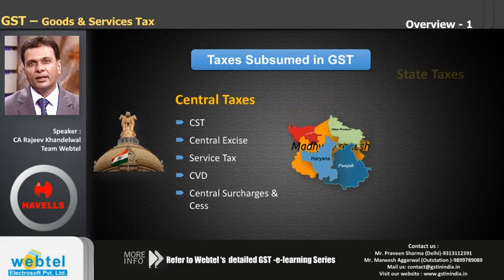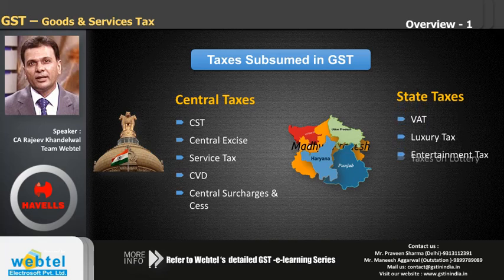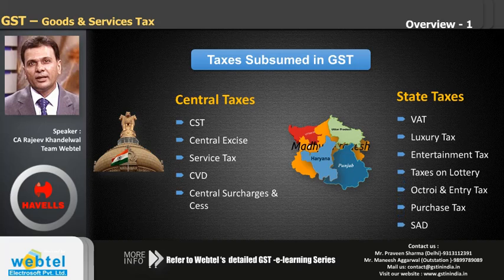Coming to the state taxes: value added tax or VAT, luxury tax, entertainment tax, taxes on lottery, octroi and entry tax, purchase tax, special additional duty, again in the case of imports. In all these cases, these taxes of all the states will be subsumed in GST. There will be some other taxes which will not be subsumed, which we will see just now. But the central and state taxes we have just talked about will all be subsumed in GST and will no longer be levied once GST comes.